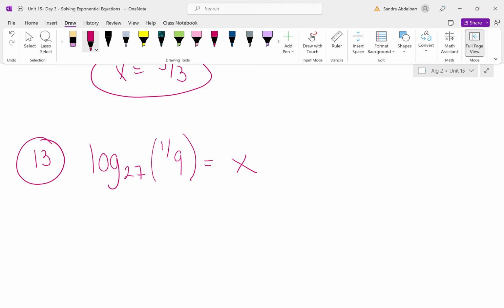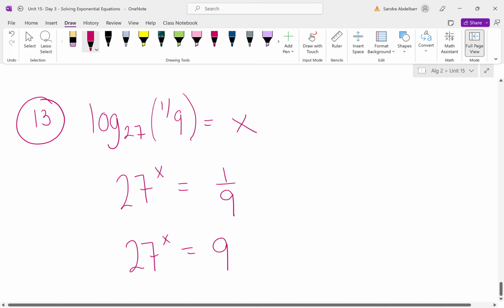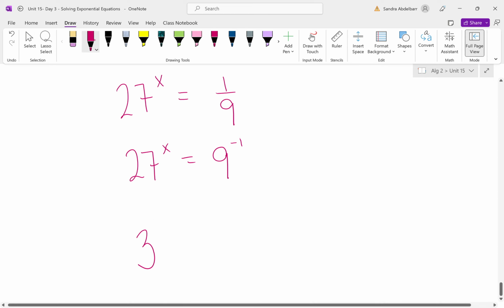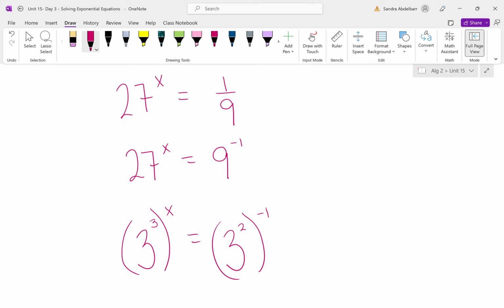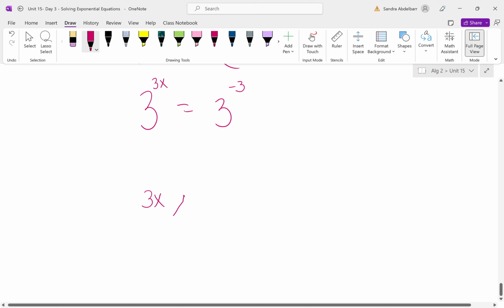All right, somebody transfer this back into exponential for me. 27 to the x equals 1/9. Dravid, what do you think I'm going to tell you to do with that 1/9? You're going to make it 9 to the negative first power. Right. So now I'm going to change both of these to a base of what? 3. So we're going to have 3 to the 3rd raised to the x equals 3 to the 2nd raised to the negative first. So we're going to have 3 to the 3x equals 3 to the negative 3rd. And so 3x equals negative 3. So x is equal to?